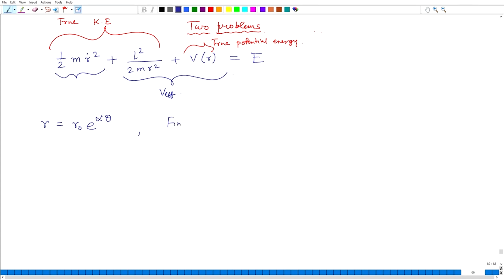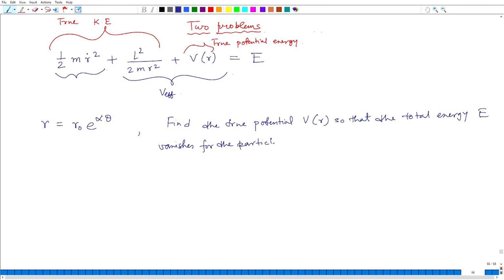find the true potential V of r, so that the total energy E vanishes for the particle at all r. So, how to address this type of problem?